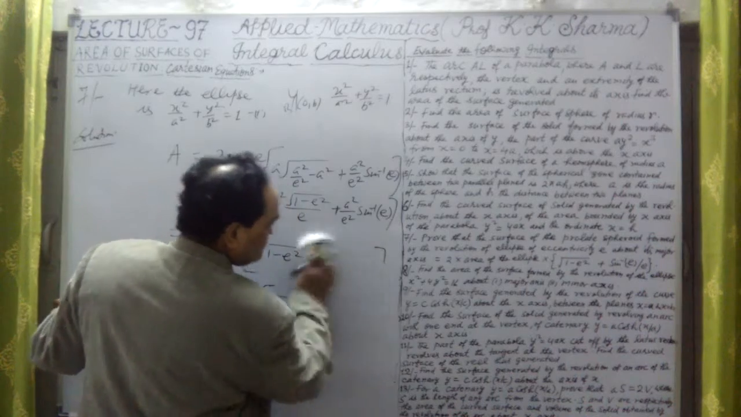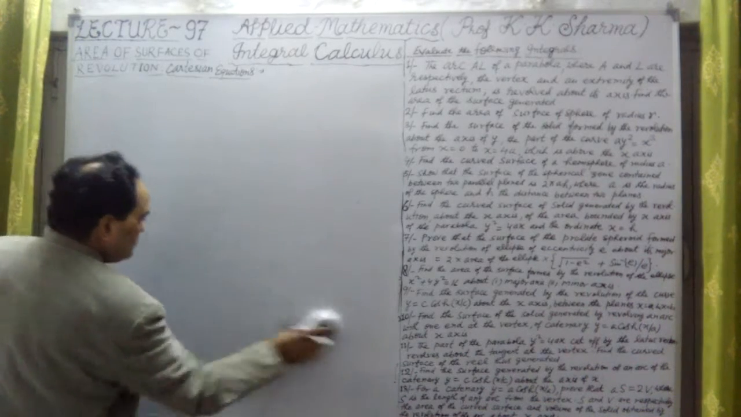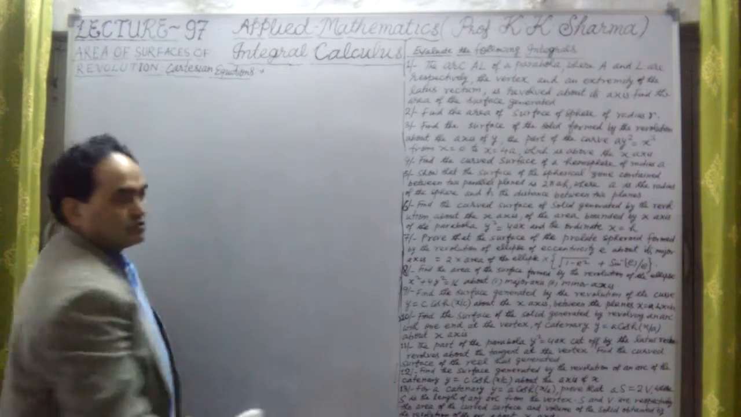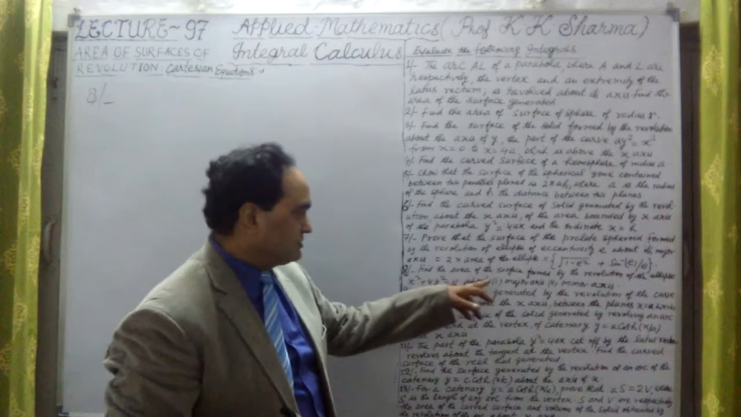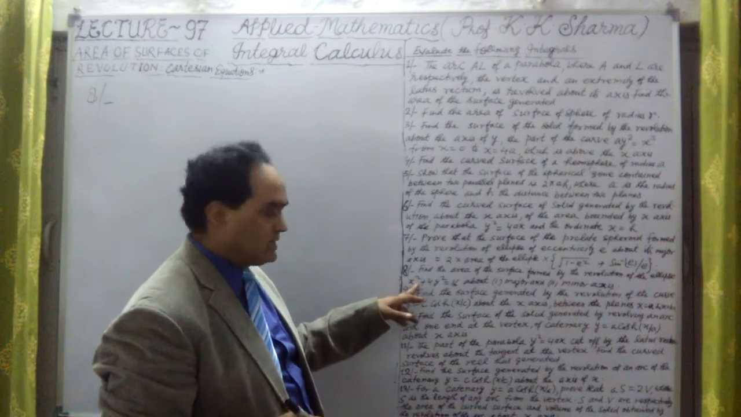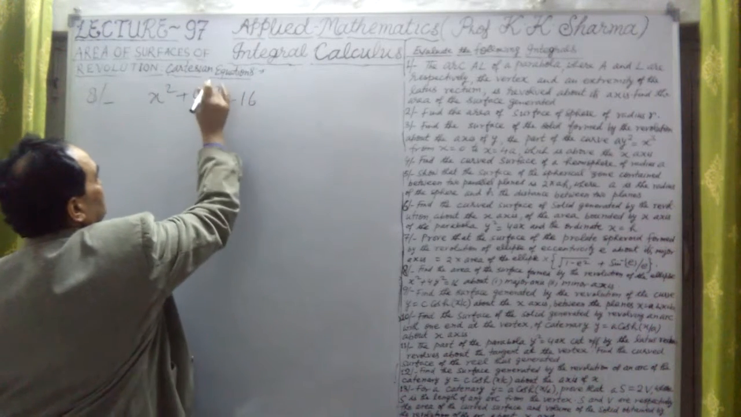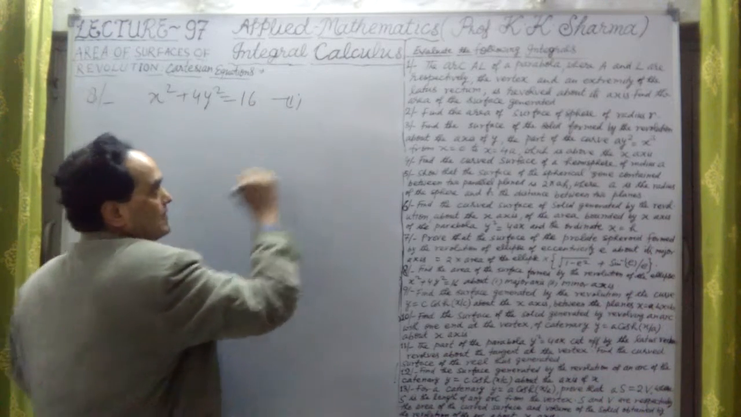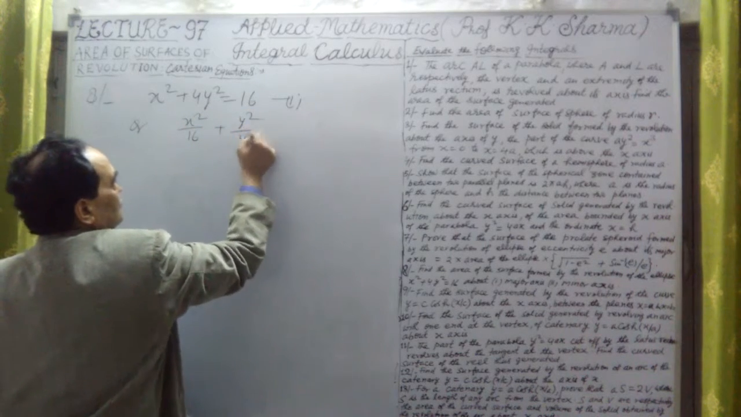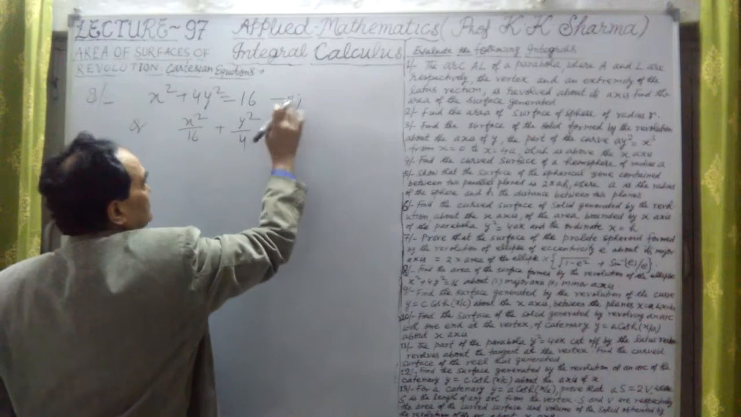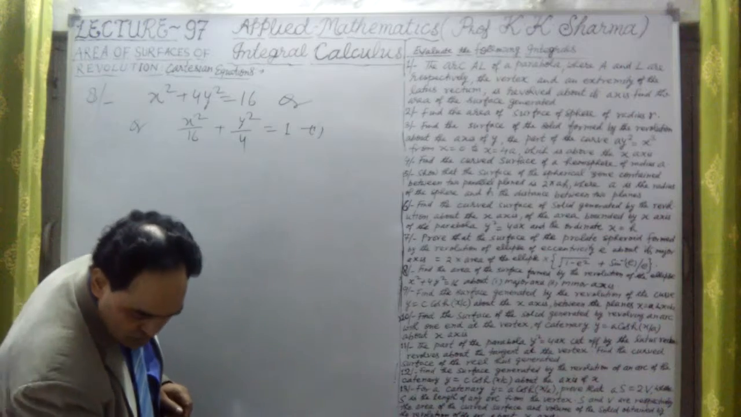Now question number 8. What does it say? Question number 8 says, find the area of the surface formed by the revolution of the ellipse x square plus 4y square equal to 16. This is the first equation. Or if I divide by 16, it will be x square upon 16 plus y square upon 4 equal to 1. This is the equation of the ellipse here. So I have just changed this into proper form.